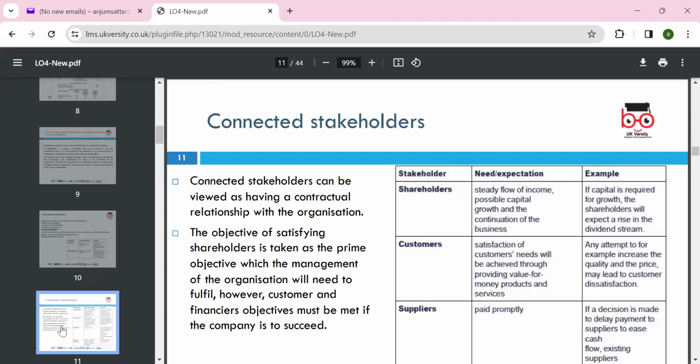Okay, then we have connected stakeholders, which can be viewed as having a contractual relationship with the organization, like a shareholder: a steady flow of income, possible capital growth, and the continuation of the business, that's really the objective of the company, the sustainability. If the capital is required for the growth, the shareholders will expect a dividend stream, and the customer satisfaction, the customer needs to be achieved through providing value for money. That's VFM, value for money. Really, we need to be focused.